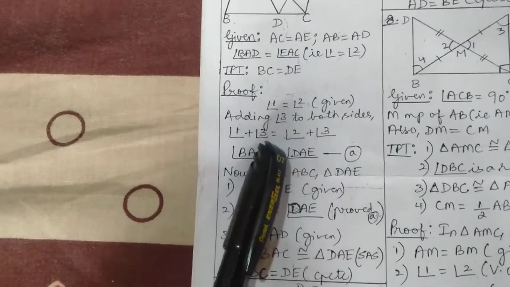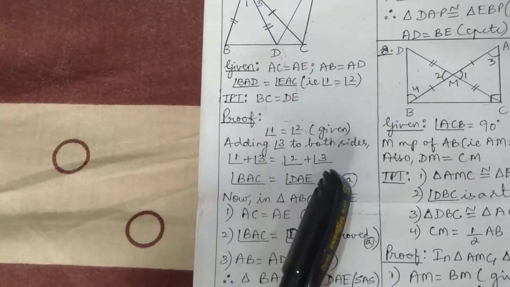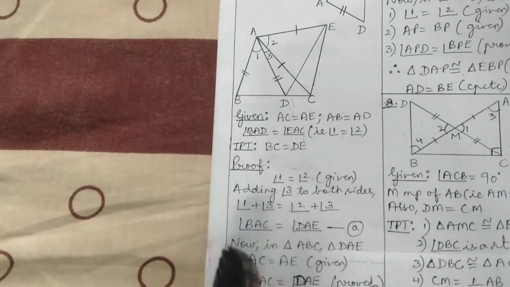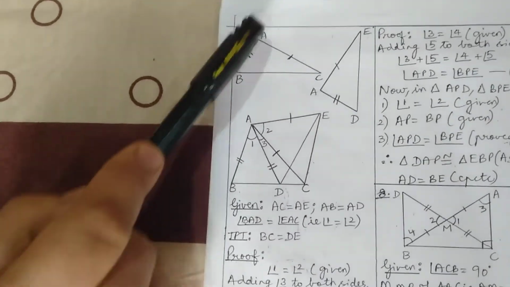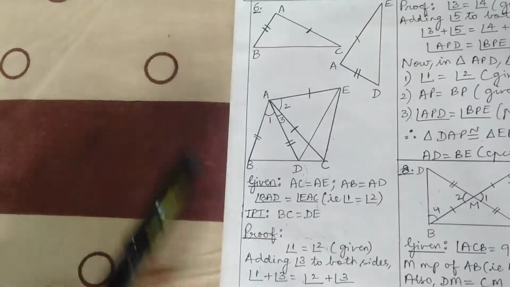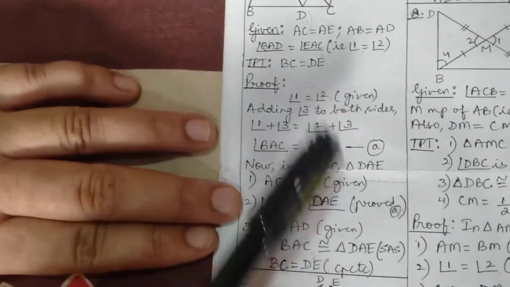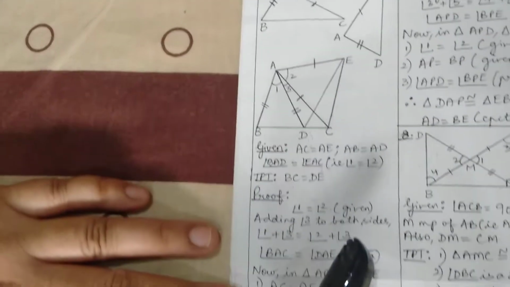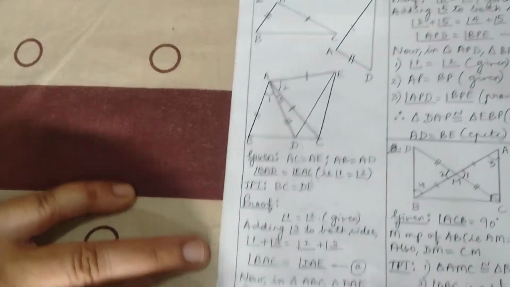So what is angle 1 plus angle 3 now? What's 1 plus 3 together? Angle BAC. And what is angle 2 and 3 together? Angle DAE. See here, 2 and 3 together is angle DAE. Now how is this information going to be useful? See the triangle here? Angle BAC is this angle. And what about this angle DAE? DAE is a complete angle of the other triangle. So now this information is going to be useful to be applied to these two triangles. Alright, now let's start the proof.